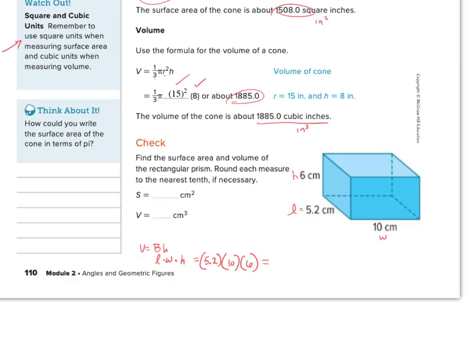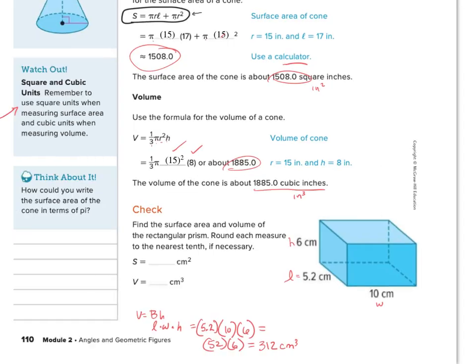let's see here, if I do this, this is going to be 52 times 6, which is going to be equal to 312. So 312 centimeters cubed, cubic centimeters, is my volume. Surface area is going to be a little bit different.